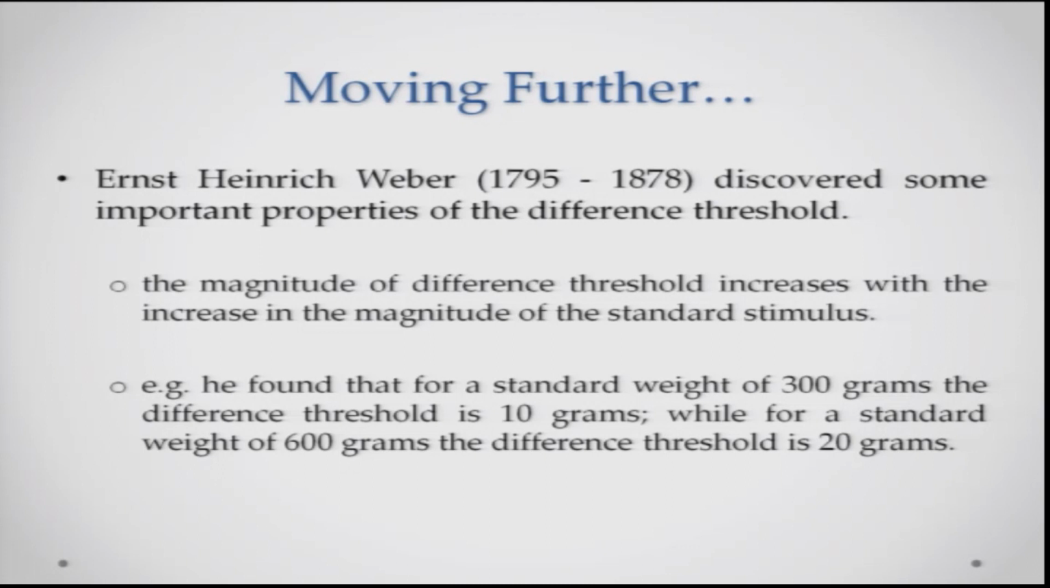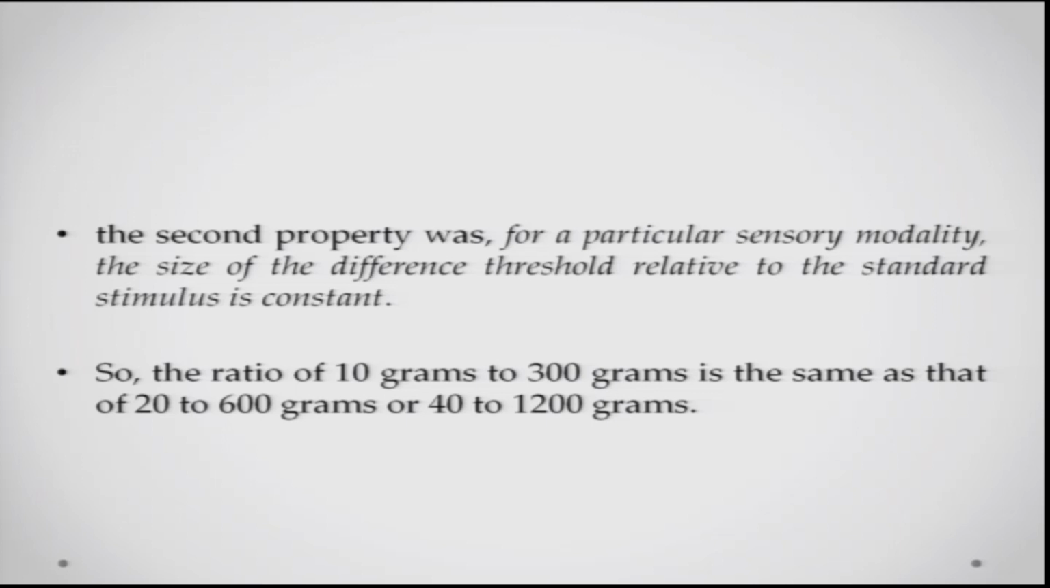Now, as you have noticed, for a particular sensory modality, the size of this difference threshold relative to the standard stimulus is constant. So, the ratio of 10 grams to 300 grams is the same as the ratio of 20 grams to 600 grams or 40 grams to 1200. So, that ratio remains constant.